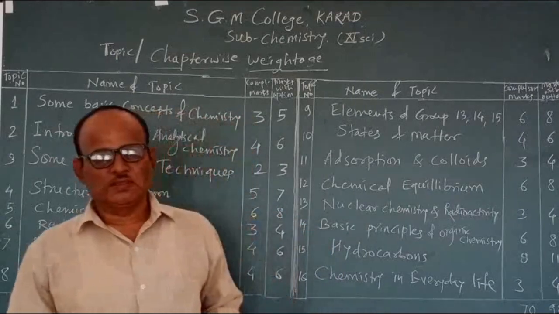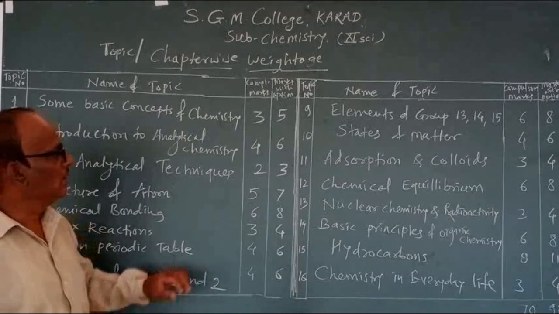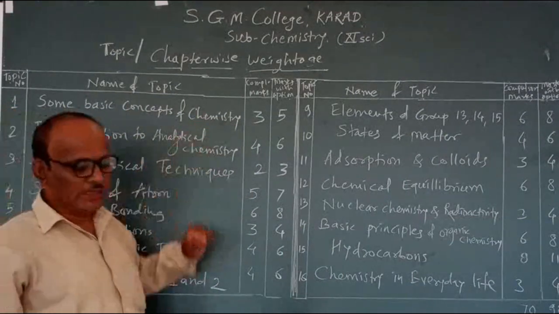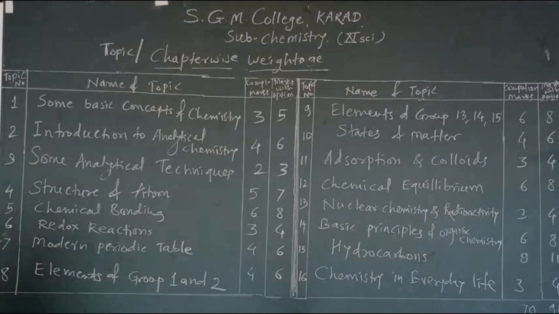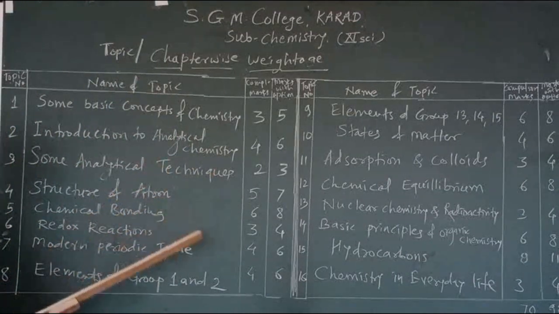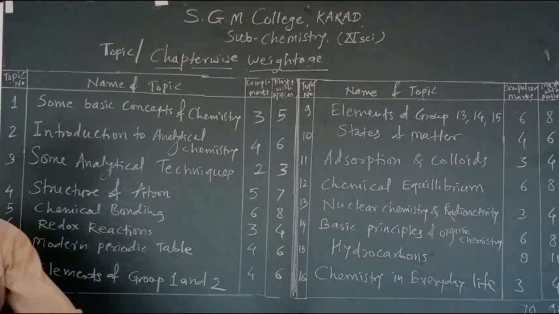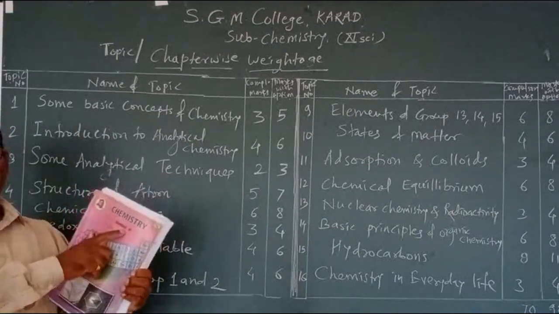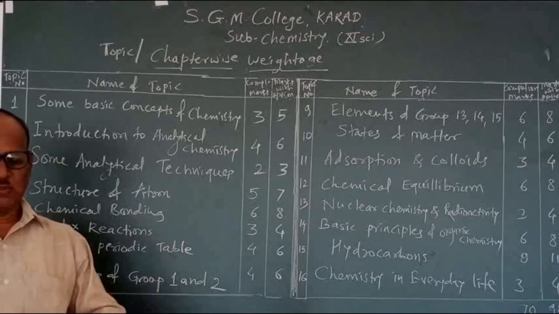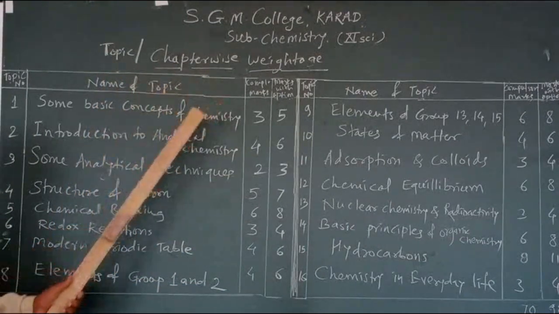So in today's lecture, we have to study which are the topics in your syllabus for 11th standard subject chemistry. Here topic or chapter wise weightage is given. There are in all total 16 topics or chapters in your syllabus. This is the chemistry textbook for standard 11th. In this textbook there are 16 topics for 11th standard subject chemistry.